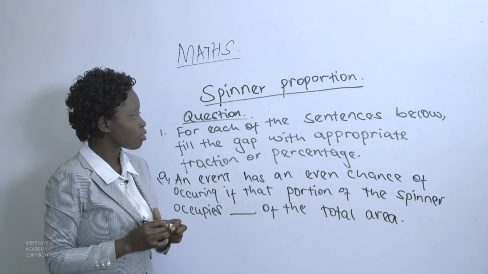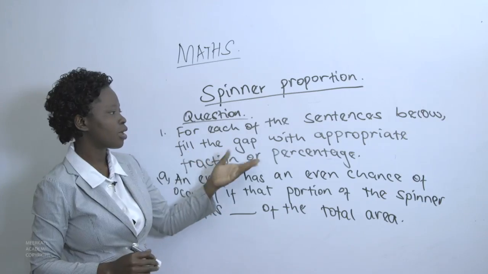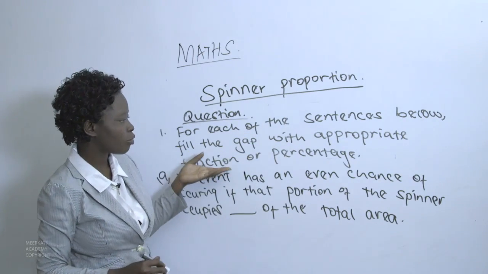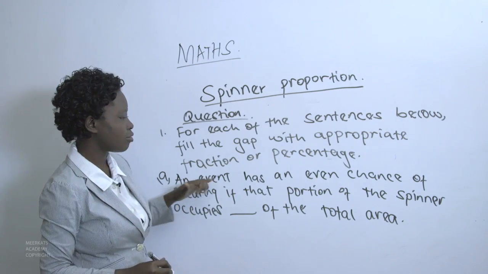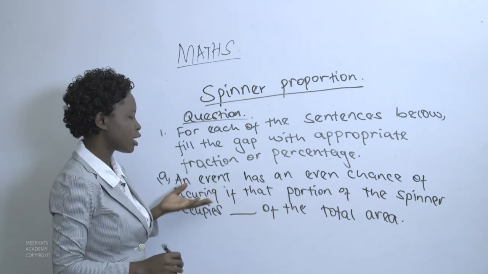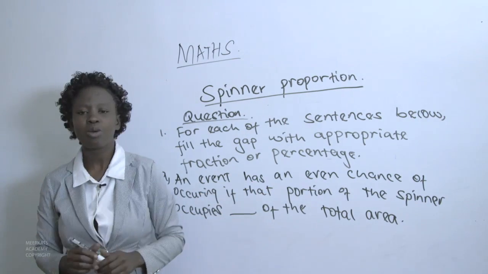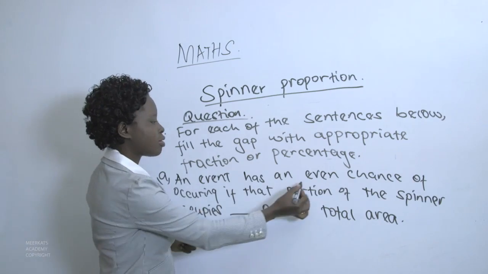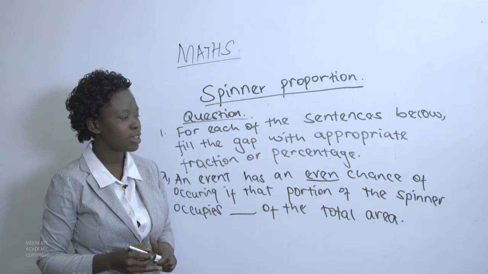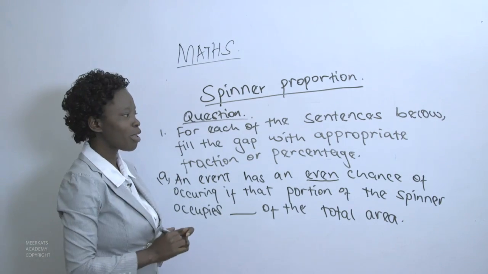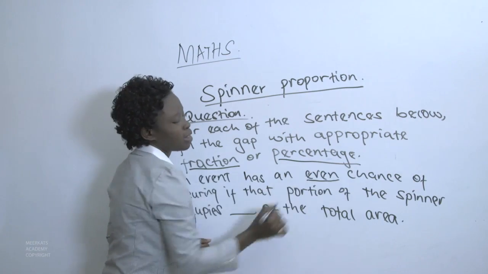So the question is, for each of the sentences below, fill the gap with an appropriate fraction or percentage. The first question: an event has an even chance of occurring if that portion of the spinner occupies dash. So we are having even chances. This is the word that is guiding us, that it has an even chance of occurring. And remember, we are filling it with an appropriate fraction or percentage.